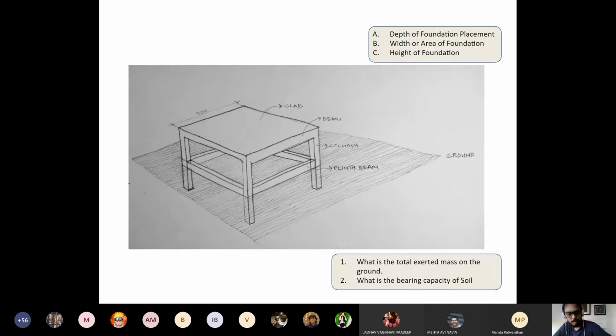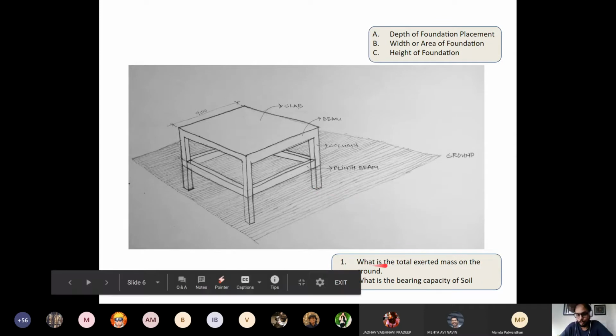Okay, so for our example today, we are going to try and establish the size of the foundation for this structure that I have sketched over here. Okay, very simple. It's a 9 meter by 9 meter slab. There are beams, there is a column, there are plinth beams, and then there is a column that continues below. I have not yet drawn the foundation for this. We are going to calculate it. What we are going to try and find is what is the total exerted mass on ground and what is the bearing capacity of soil.